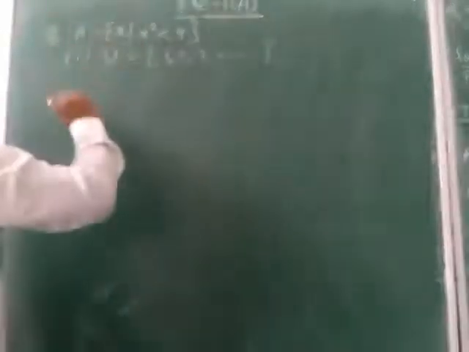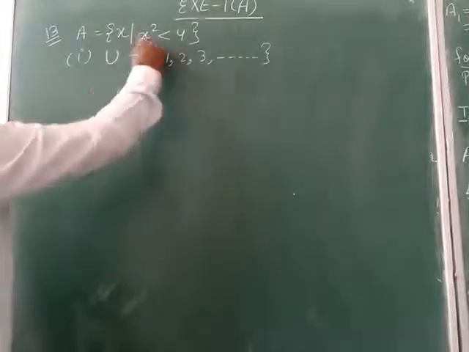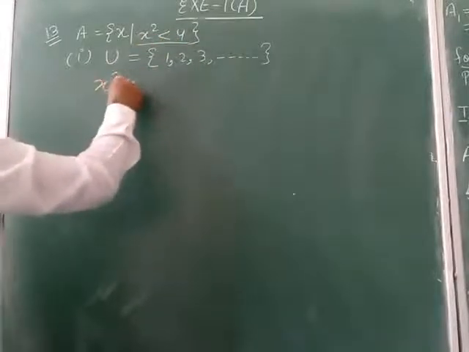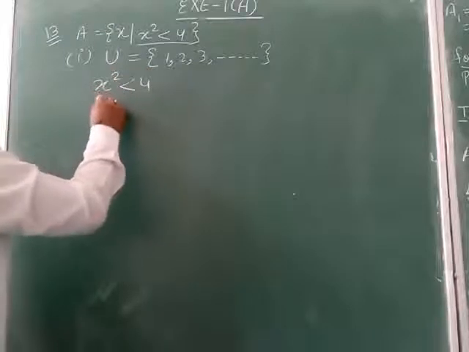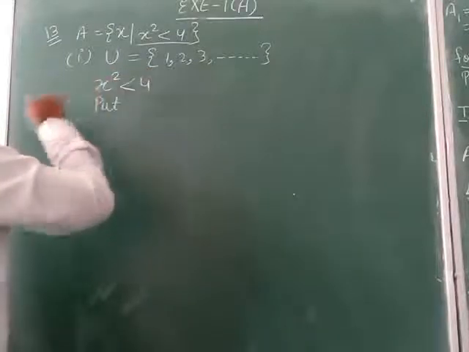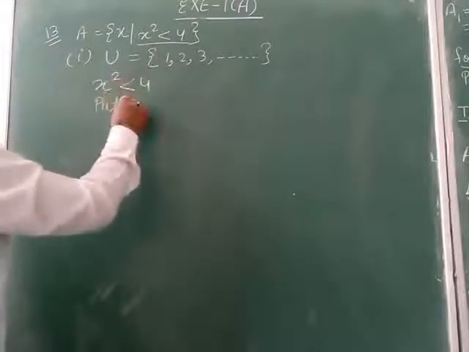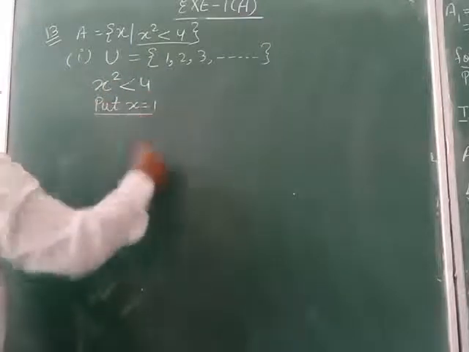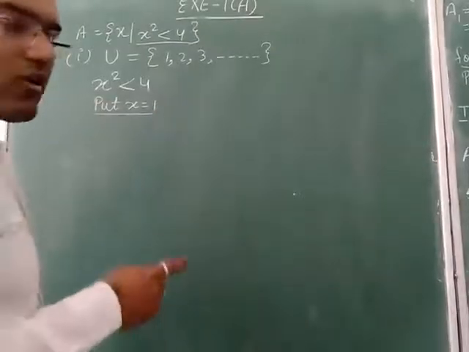Now here it is given in the set x square is less than 4. Here we have to put the value of x. First value of x we will put x is equal to 1, and we will check whether our answer is coming correct or not.